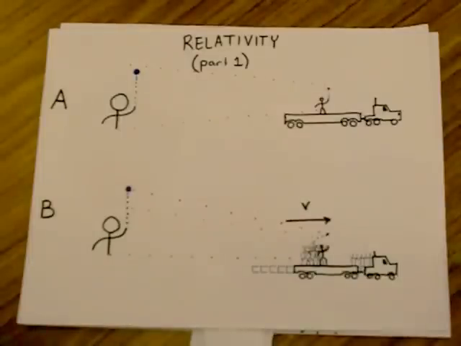I want to begin today's lesson dealing with the concept of relativity. And I'm sure that when you think of the term relativity, what might come to mind is maybe the formula E equals mc squared, or the person who figured it out, Albert Einstein. Now, those are great things to think about.